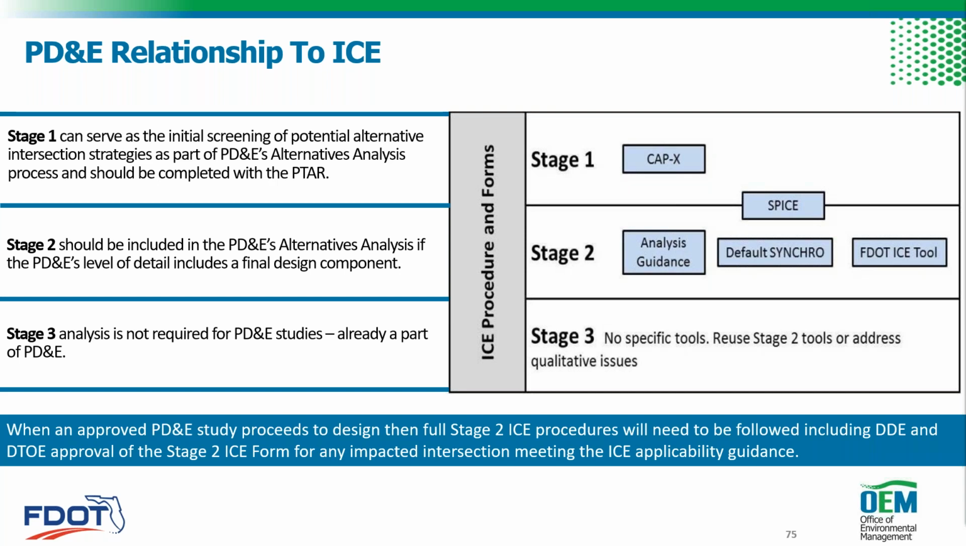Okay, and then stage 2 of ICE is the preliminary control strategy assessment, and it should be included in the PD&E if the PD&E includes a level of detail that includes a final design component. If it doesn't, then it's not necessary. And then ICE stage 3 is the detailed control strategy assessment. Stage 3 is not required for PD&E since it's already a part of PD&E. And then when an approved PD&E study proceeds design, then stage 2 procedures are needed, including the form for any applicable intersections.